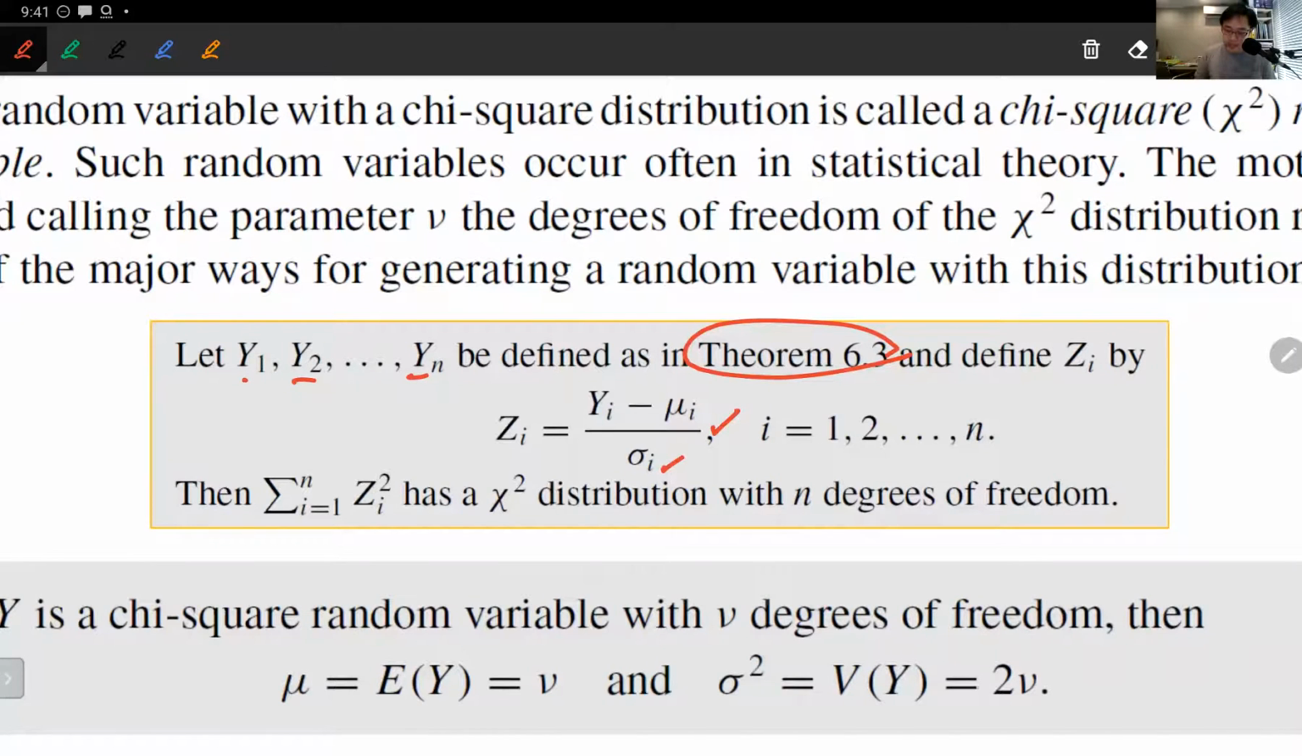Then you take those Z, you square them, and then find the sum of these. It turns out this summation of the Z squared will have the chi-square distribution with n, which is the number of groups that you sum up, as the degree of freedom. Yeah, isn't that cool?